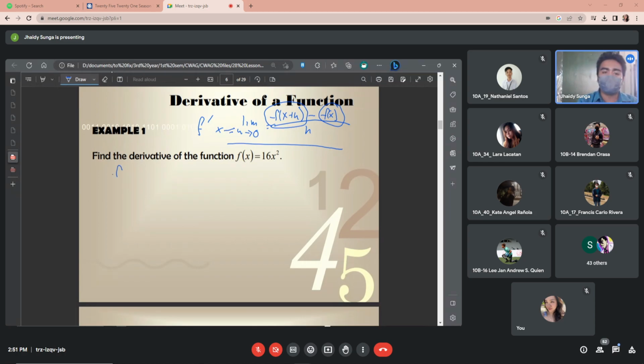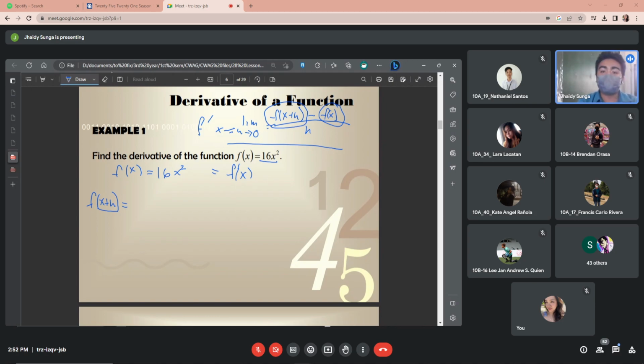Once again, you need first the f of x. What is your f of x? You already have 16x squared. So you are trying to find the f prime of x, correct? But you don't know yet because it is the derivative of the whole function. But you need to get first the f of x plus h. So when we tell f of x plus h, it means that all x that you have in your function, you will convert into x plus h. Okay po?